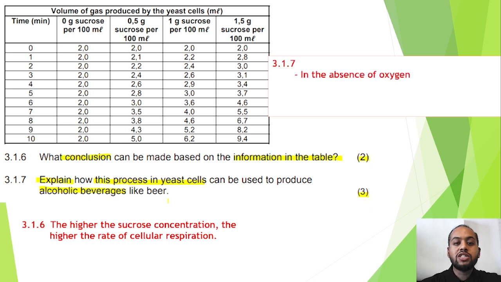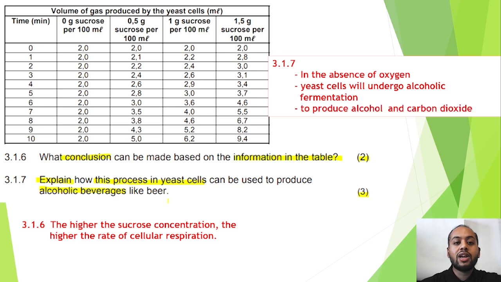3.1.7, firstly, in the absence of oxygen. Why? Because anaerobic respiration takes place here. In the absence of oxygen, yeast cells will undergo alcoholic fermentation. What happens in alcoholic fermentation? You are going to be producing alcohol or ethanol as well as carbon dioxide. Those are the products that you will yield. 3 points for 3 marks for that question.